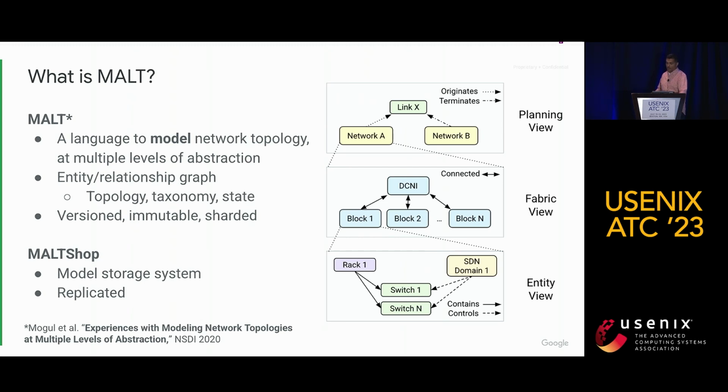These models are stored in a replicated service called Malt Shop, and more details on this can be found in the NSDI 2020 paper on Malt. Example models are available for download and inspection at GitHub. The link is in the paper. I encourage you to check them out.